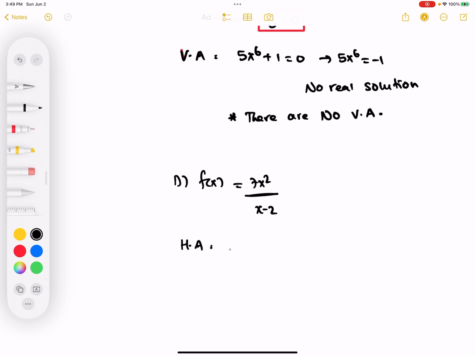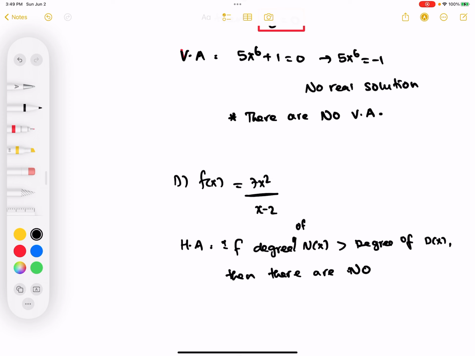All right, the last one, let's see, horizontal asymptote, right? If the degree of the numerator is greater than the degree of the denominator, then according to the procedure there are no horizontal asymptotes. So no horizontal asymptote. Vertical asymptote, x minus 2 is equal to 0. This implies that the vertical asymptote is x equals 2.